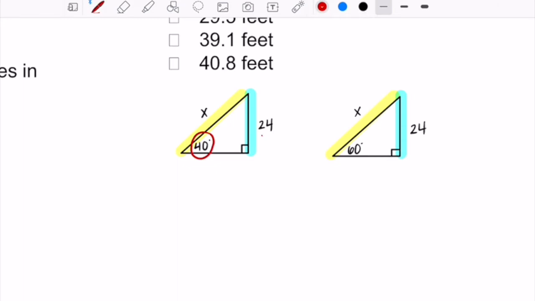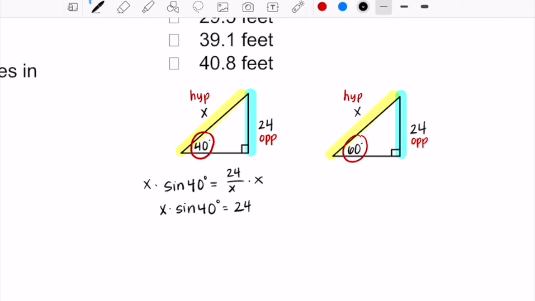Circle my reference angle. The 24 is opposite and the x is the hypotenuse. And so that's how I'll decide that on both of these, I'm going to be using sine to solve. But again, I'll solve them separately. So the sine of 40 degrees is equal to opposite over hypotenuse. I'll multiply both sides by x. And then to finish the question, I'm going to divide both sides by the sine of 40. It looks like all of my answers are rounded to one decimal place, and so I'll also round this answer to one decimal place. Making sure that your calculator's in degree mode, typing this in, you get x is equal to 37.3 feet. And then I'll solve the next question similarly.